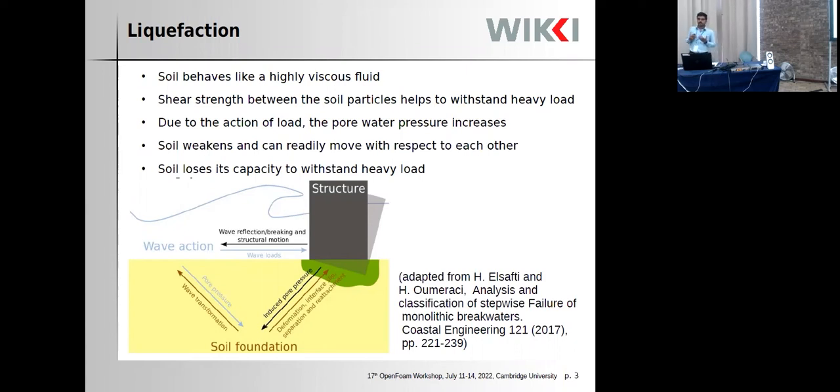And then at some point of time, the water doesn't have time to go out of the soil particles, and the pressure starts to build up. In that case, the soil weakens, and it can readily move with respect to each other. So at some point of time, the pressure between the soil particles goes higher than the initial effective stress of the soil, which helps to keep the soil in contact with each other. And at that time, the soil weakens, and it can readily move with respect to one another.